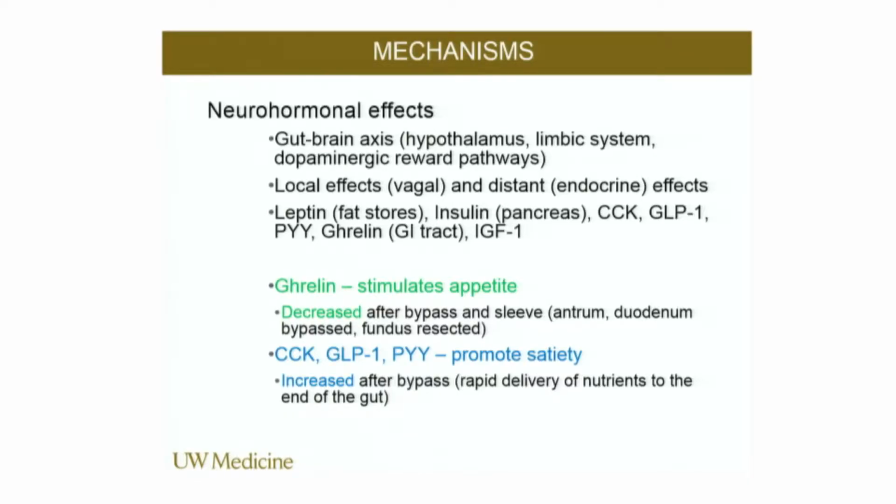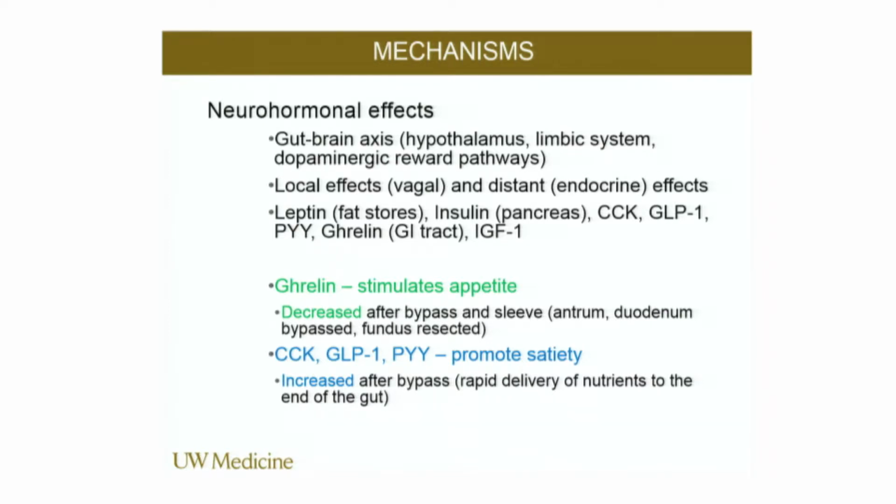I'm going to briefly touch on some of the underlying mechanisms. Dr. Schur and Dr. Hirsch mentioned some of these, but clearly there is a significant neurohormonal effect which these operations can induce. They involve the gut-brain axis, involving the reward pathways in the brain. They have both local effects, which are mediated by nerves, and distant effects mediated by hormones. They affect various hormones which are controlled and secreted by fat stores, by the pancreas, and by the GI tract.